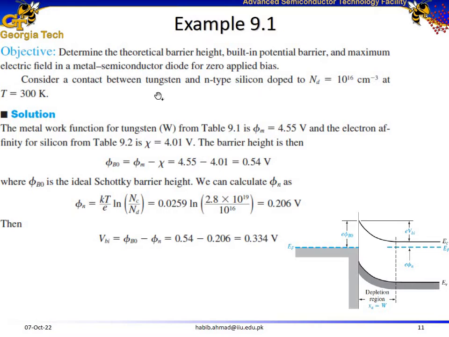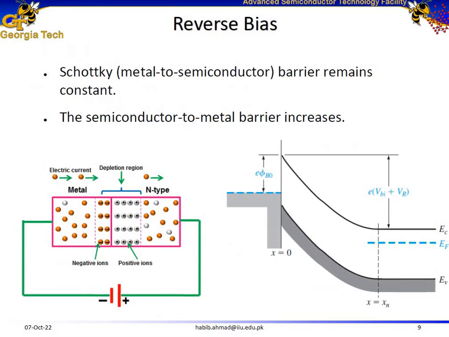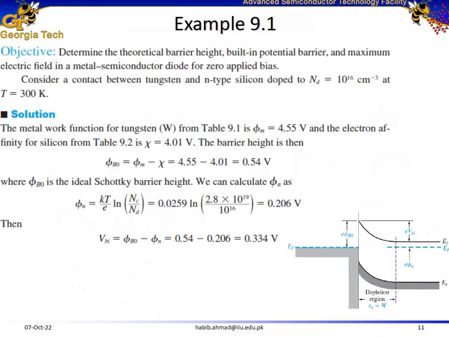They are asking us to consider a tungsten metal and an N-type silicon doped as Nd equal to 10 to the power of 16 per centimeter cube at T equal to 300 Kelvin, which is basically room temperature. Now, if we look back into the table in the previous slides, the work function for tungsten is 4.55 volts.